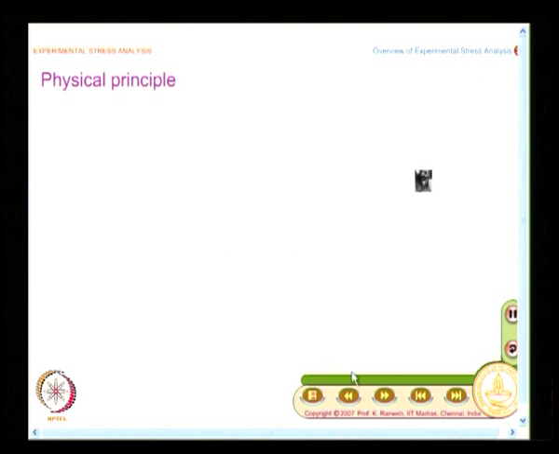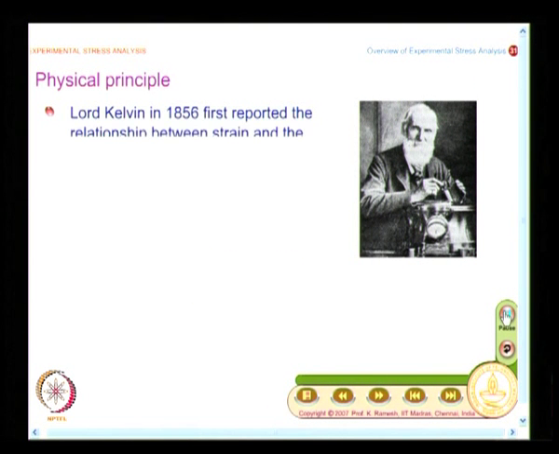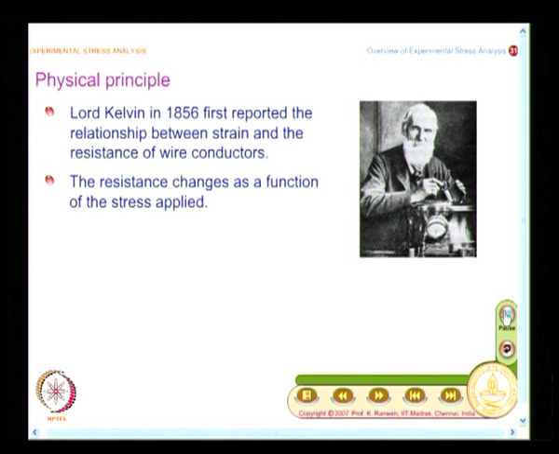And what is the physical principle this technique is based on? It was reported way back in 1856. It was reported by Lord Kelvin, and he found out a relationship between strain and the resistance of wire conductors. So, what he found was that the resistance changes as a function of the stress applied. It was a very exciting piece of information.